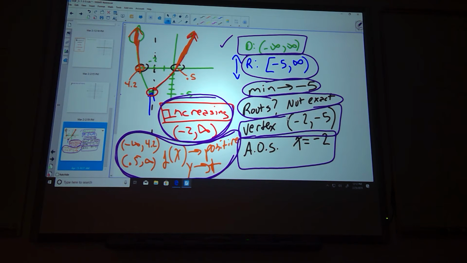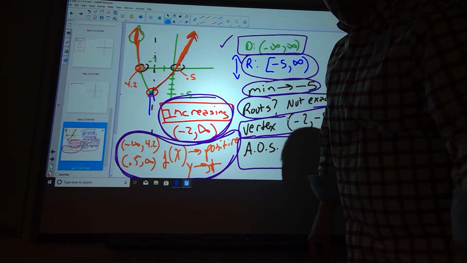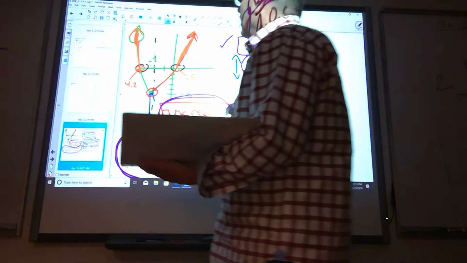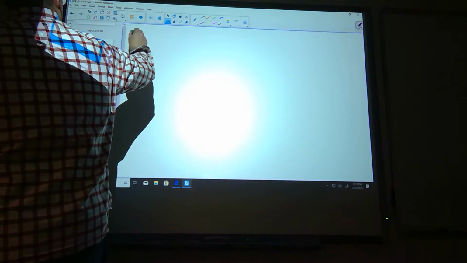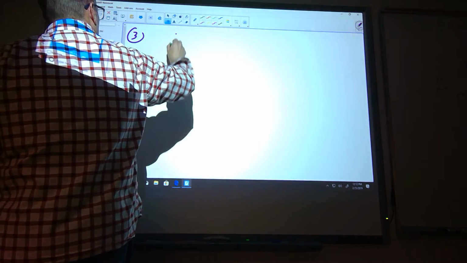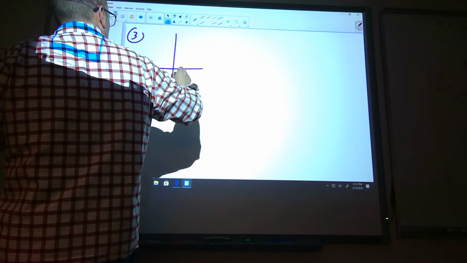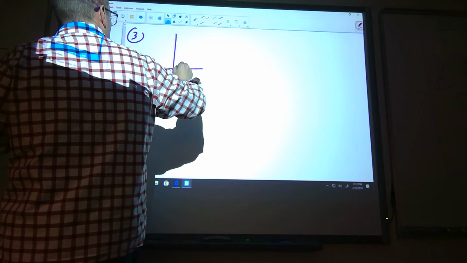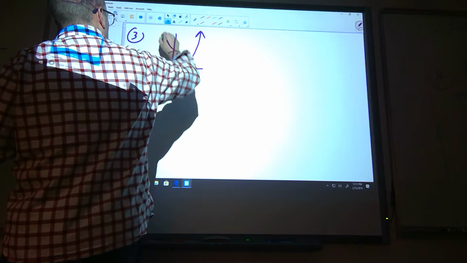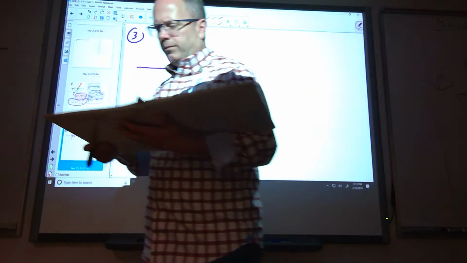Okay. So let's try another one. Number 3 also opens up, agree? So let's just take a look at that one. If I look at this, it looks like we have the vertex at 1, 0. Agree?